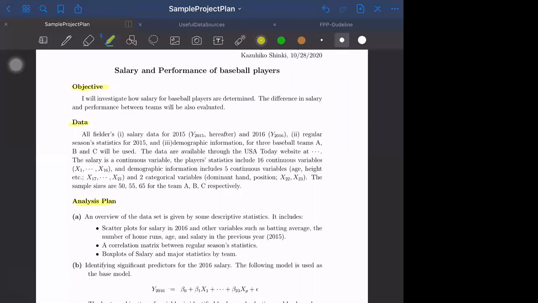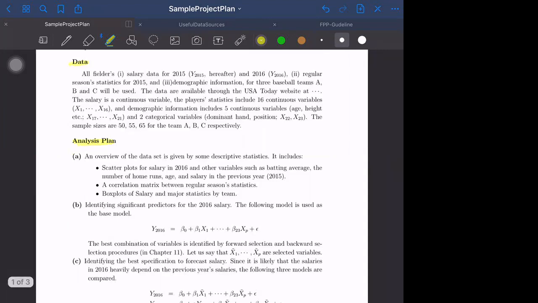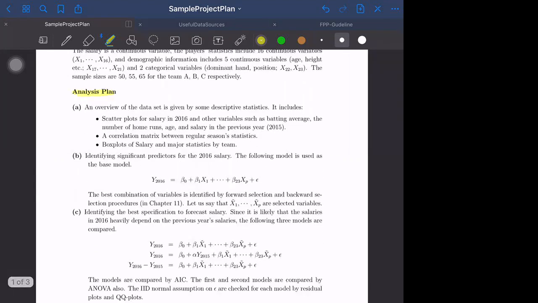And the data set. Just describe the data set as concretely as possible. How many observations, how many variables, how many data sources. If multiple spreadsheets, then how many spreadsheets, and how data are structured. And for the analysis plan, also make it as concrete as possible. If you fit some regression model, just write the equation, or clearly mention which is the response and which is the predictor, and what to analyze.